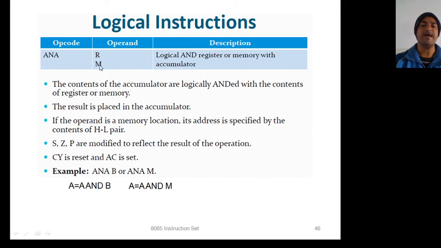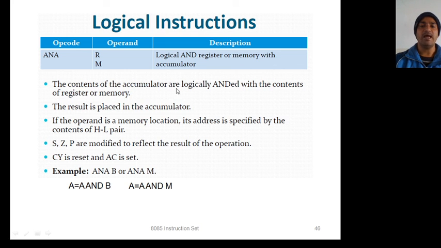ANA R or ANA M. What will it do? It means suppose R is B, it will perform the AND operation of A and B, and it will store the result in A. What you need to do in all logical instructions: first of all you will convert both numbers into the binary number system. Then you will perform a bit by bit operation, not a digit by digit operation. Okay, you will convert it into bits.